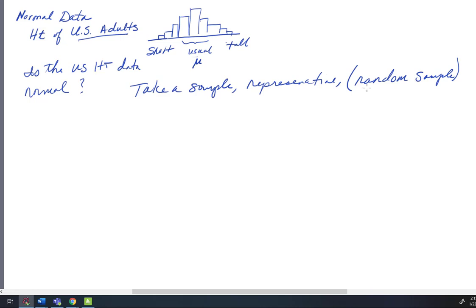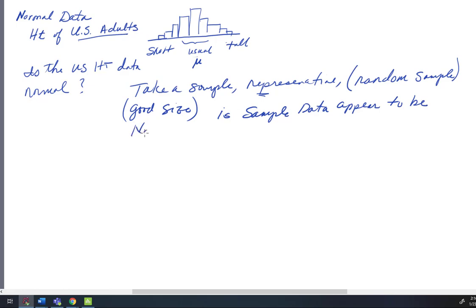We got a lot of words that we know now because we've been practicing vocabulary, so you've got some idea what I mean by that. So we would take a random sample, and it would have to be good size. And usually with samples, bigger is better. And if you've taken a representative sample, you could look and see if the sample data is normal. Does the sample data appear to be normal?